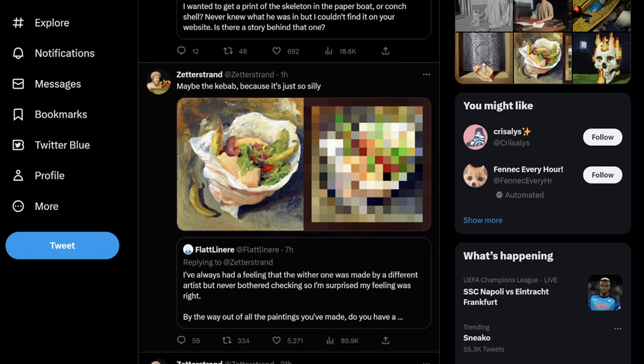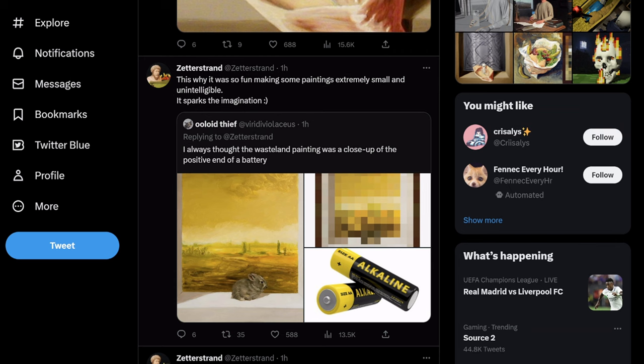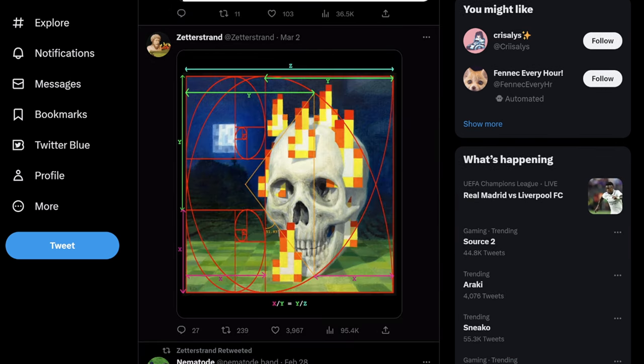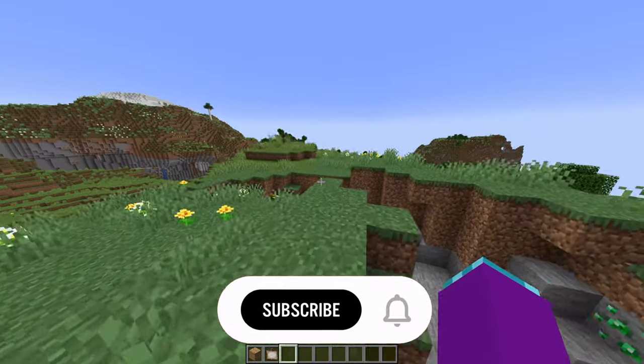And then they went through some more references to the paintings, like this one that's supposed to be like a fruit bowl. This one, which looks like a bunny in front of a landscape, which turned into this. And this one, which is a reference to Grim Fandango. And you can see scientifically why this painting was so good. I don't know, I just thought it was pretty interesting.